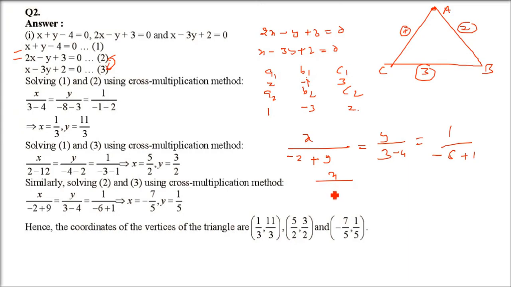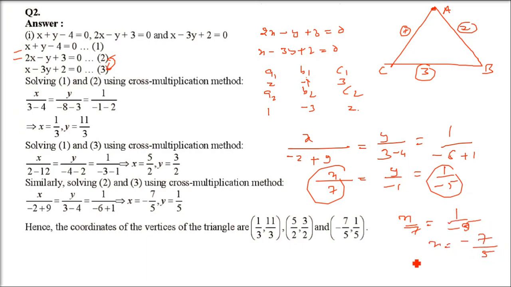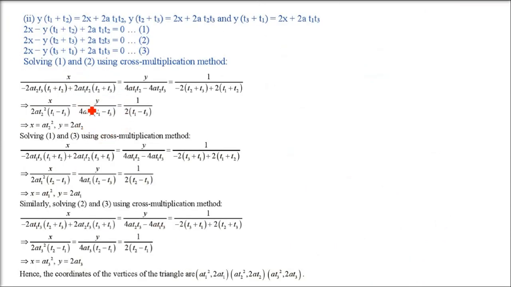So this will be x by 7, y by minus 1 equals 1 by minus 5. So from these we are going to get x by 7 as 1 by minus 5, x will be minus 7 by 5. And what will be y? y by minus 1 equals 1 by minus 5, minus cancels, y will be 1 by 5. So these are x and y values, right? I hope you'll be able to do the other two. So when we take 1 and 2, 2 and 3, and 3 and 1, you'll get these 3 points, that is the vertices. Now we have a similar question of this type.